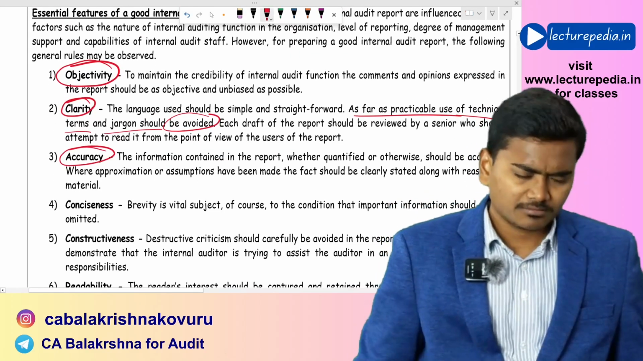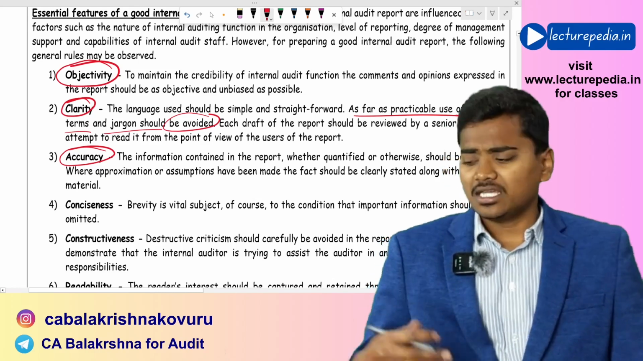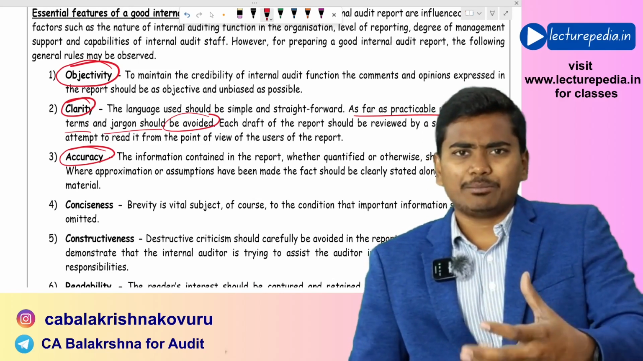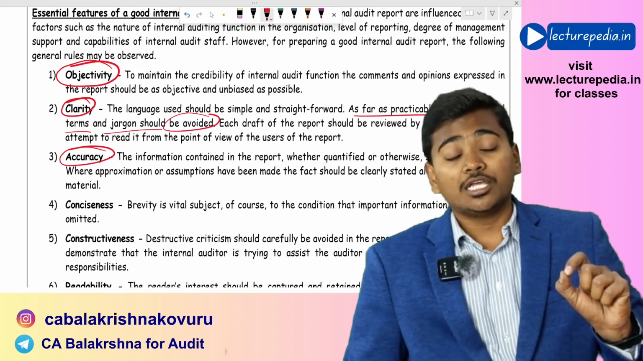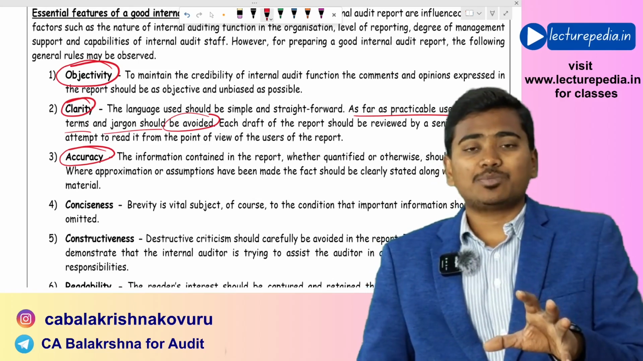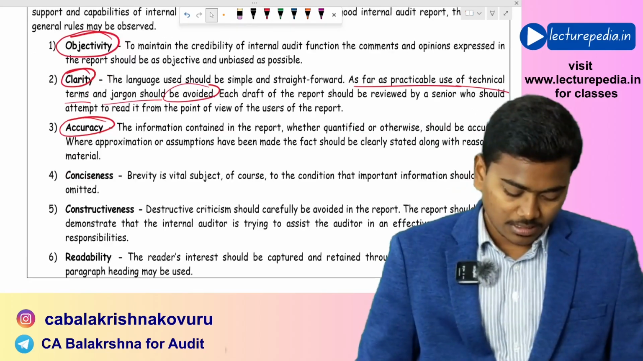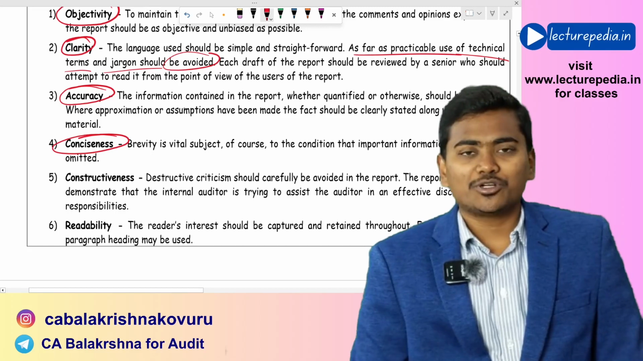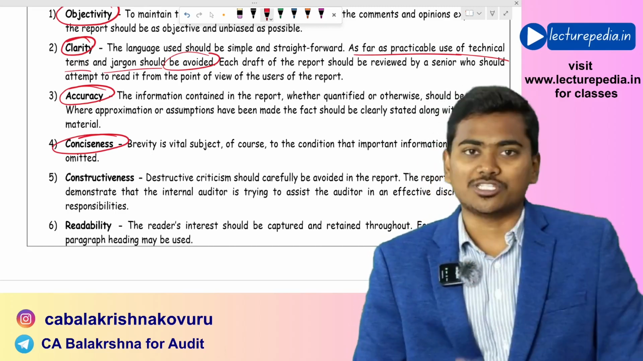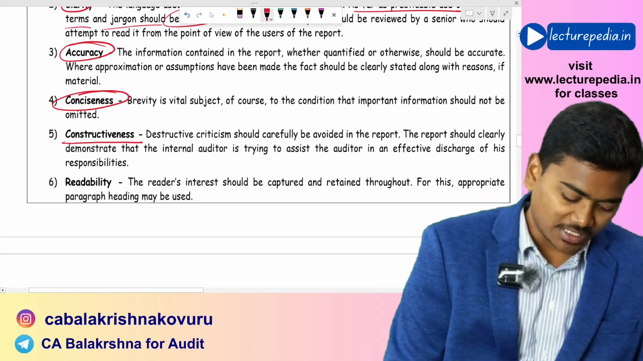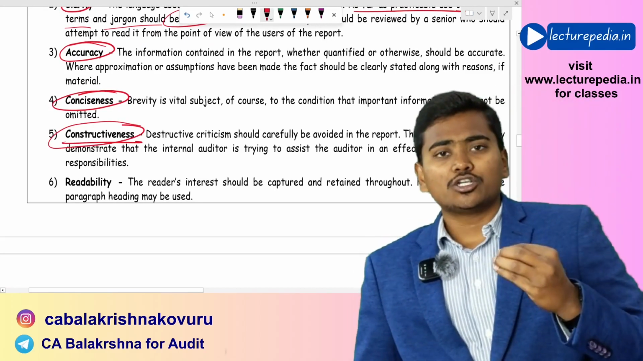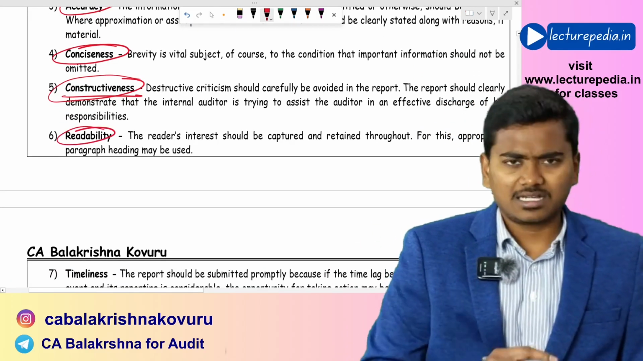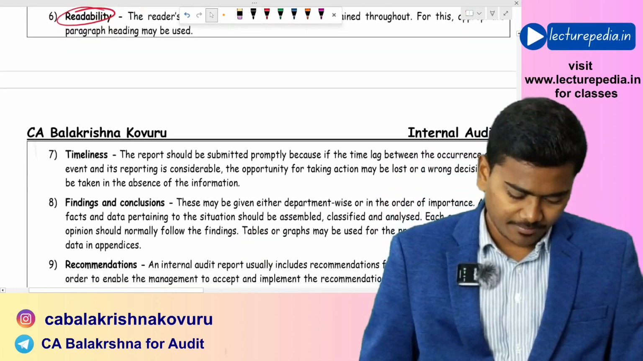Accuracy. Now, unlike the statutory audit report, in the internal audit report, the internal auditor will present various data. There will be various numbers and data that will be presented. He should take care that the data presented in the report is accurate. And conciseness, just like our audit concise book, the internal audit report should be to the point, as concise as possible. Next, constructiveness. The internal audit report should add some value to the user. Okay, that is constructiveness. And readability. Grammar related issues should be checked.